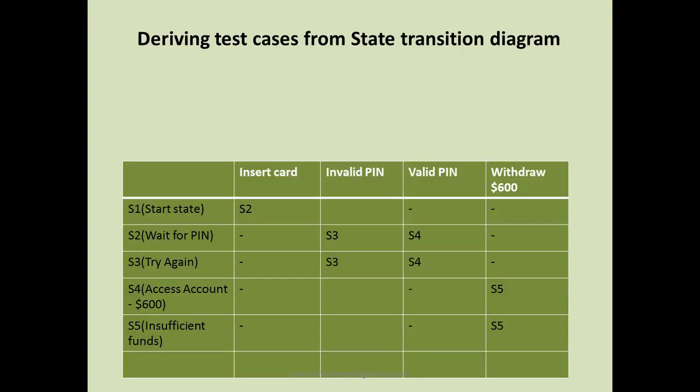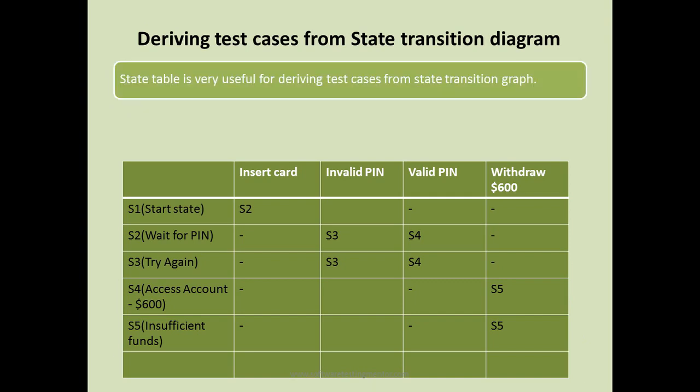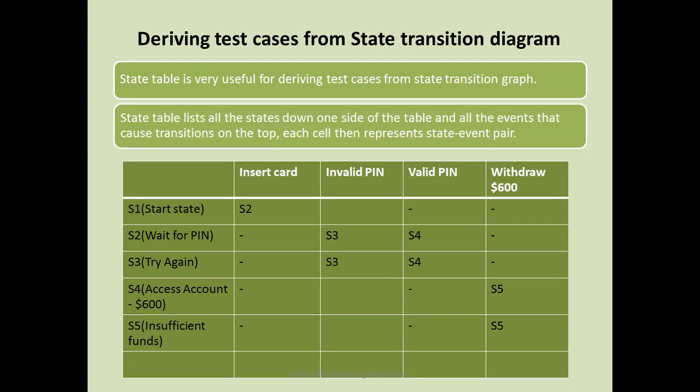So, deriving test cases from state transitions. State table is very useful for deriving test cases from state transition graph. So the graph that we discussed, ATM graph, you can use state table to derive the test cases based on that state transition graph. State table lists all the states down one side of the table and all the events that cause the transition on the top. Each cell then represents a state event pair. So this state transition table is very helpful in deriving the test cases from your state transition diagram.